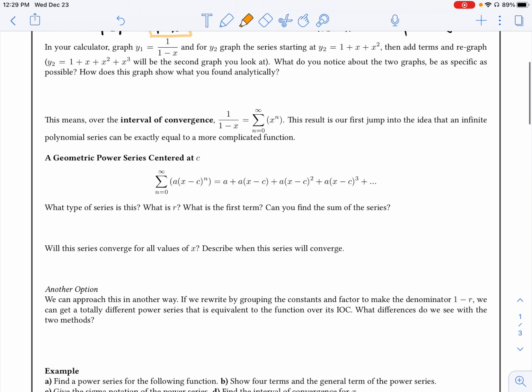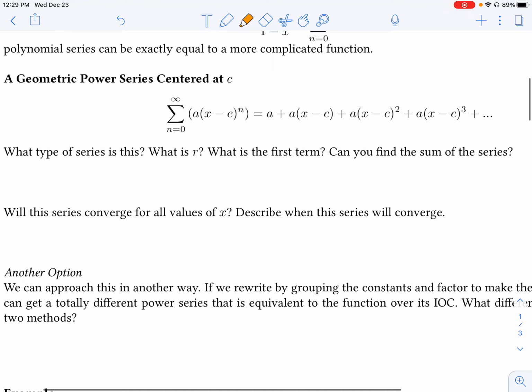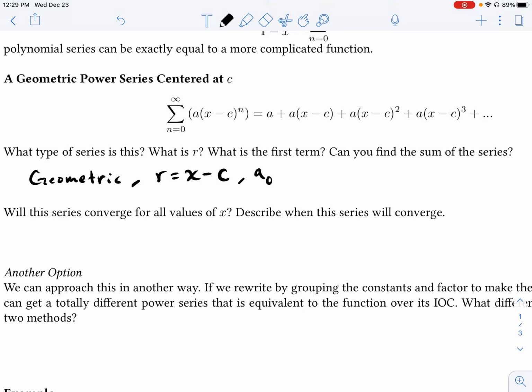So let's look at this particular geometric power series and go through a couple of quick questions. First off, what type of series is this? Well, it's clearly a geometric series. What is our r value here? What we're multiplying by, our common ratio, is x minus c. What's our first term? We would say a sub 0, the first term in our series. It would just be equal to a.